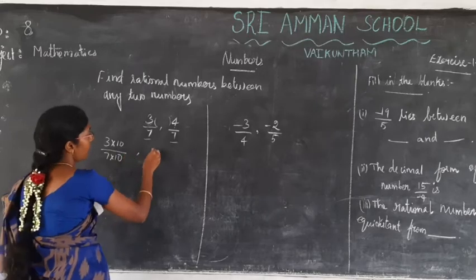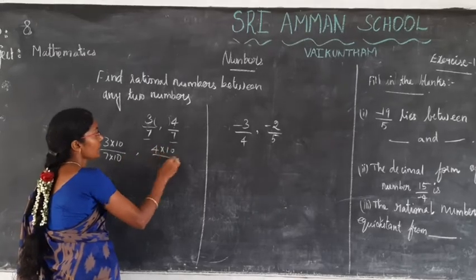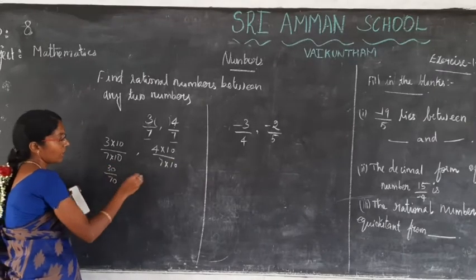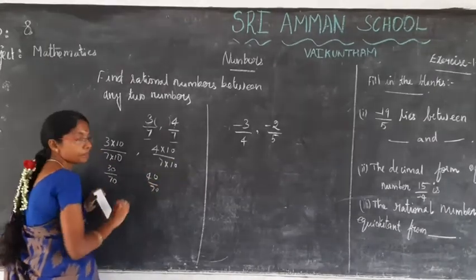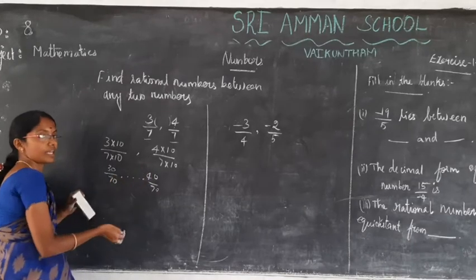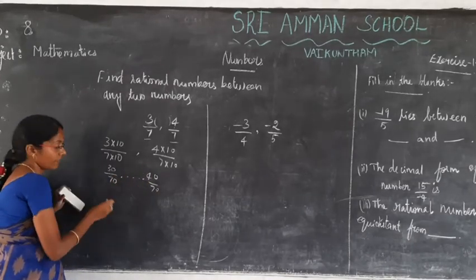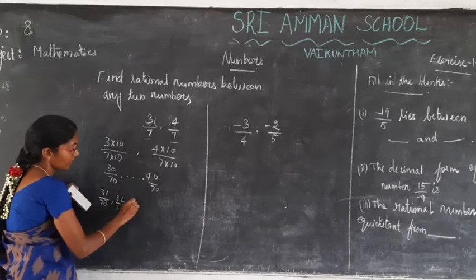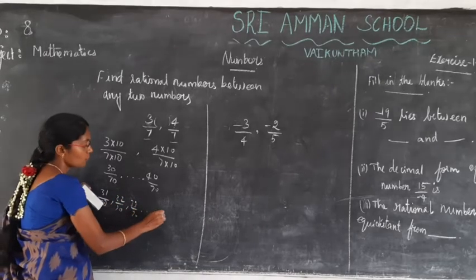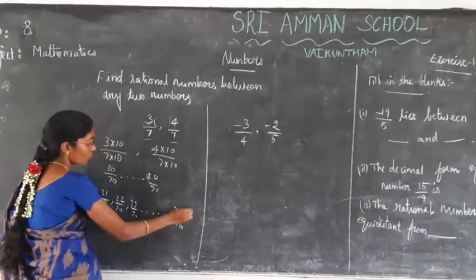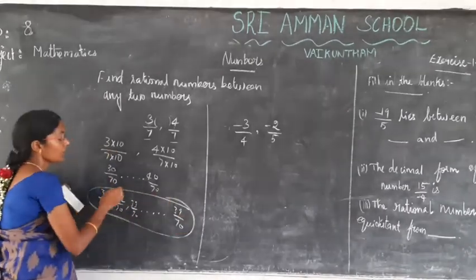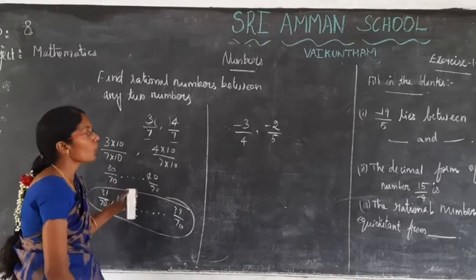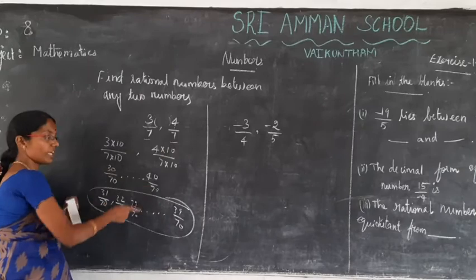The same number you have to multiply here: 4 into 10 divided by 7 into 10. So what will come here? 30 by 70, 40 by 70. So you can easily find the rational numbers between 30 by 70 and 40 by 70. So 31 by 70, 32 by 70, 33 by 70, up to 39 by 70. So these are the rational numbers between 30 by 70 and 40 by 70. Right? Okay. So if the denominators are the same, we can easily find them here.